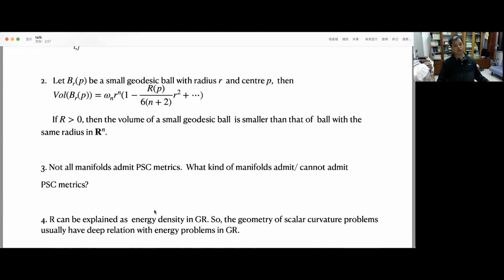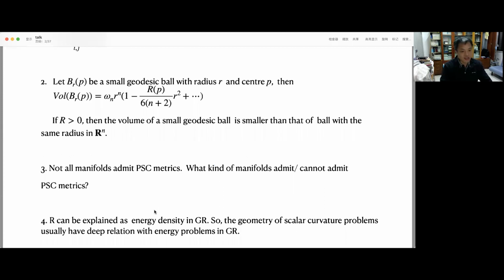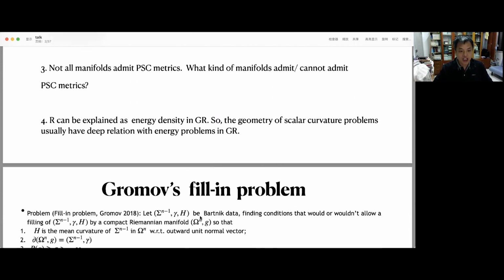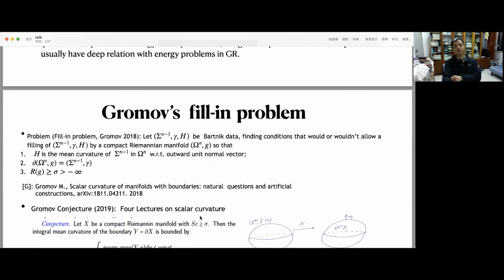To me, it's interesting to see that scalar curvature sometimes can be explained as an energy density in general relativity. Here, GR refers to general relativity. So, because of this, geometric scalar curvature problems usually have deep relations with energy problems in general relativity. Now, these are some well-known facts. Today, I'll talk about the Gromov problem.